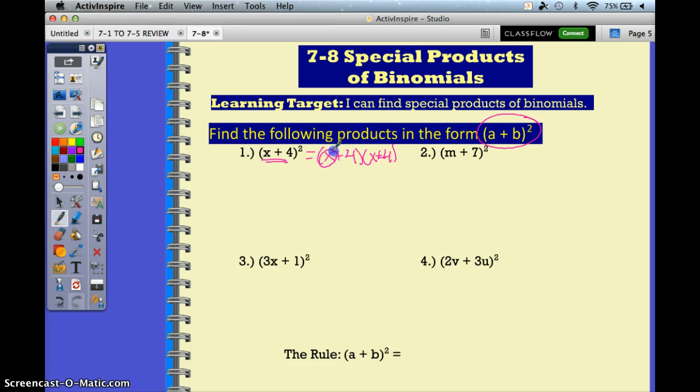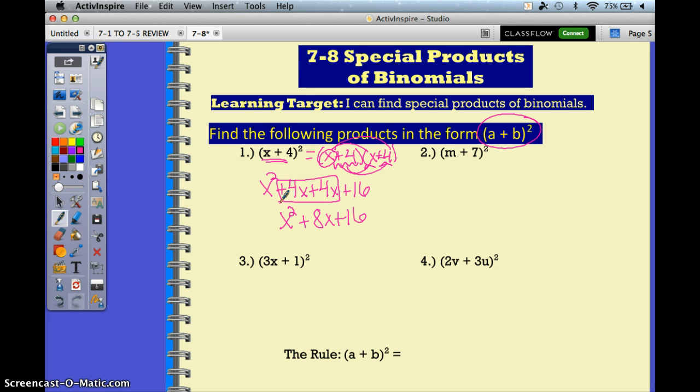And then you do your distribution like we did in 7-7. So x times x is x squared, x times positive 4 is positive 4x. Now we distribute our positive 4. Positive 4 times x is plus 4x plus positive 4 times positive 4 is plus 16. When you combine your like terms, you get x squared plus 8x plus 16 because 4x plus 4x is positive 8x.